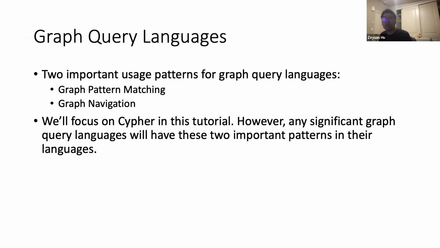So let's talk about graph query languages. There are two important usage patterns for graph query languages. One is called graph pattern matching, and the other is called graph navigation. We'll focus on Cypher in this tutorial. However, any significant graph query language will have these two important patterns, albeit with slightly different syntax.